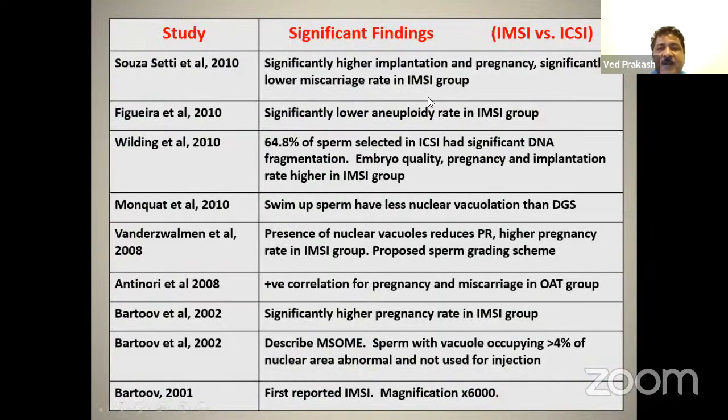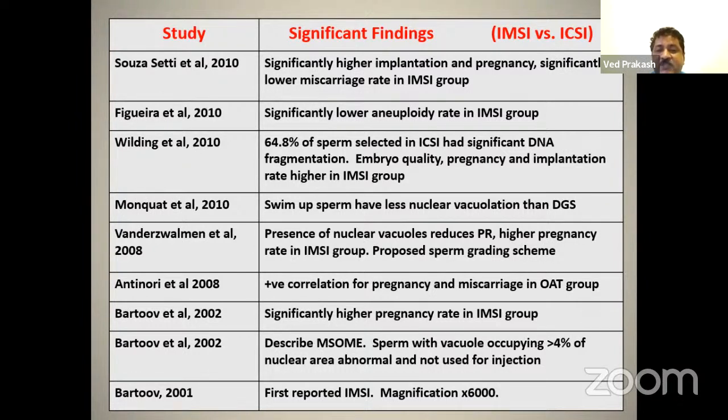So these are the significant findings for IMSI versus ICSI. You can see significantly higher implantation and pregnancy rates, and a significantly lower miscarriage rate in the IMSI group. In 2010, again, Fergary et al. showed a significantly lower aneuploidy rate in the IMSI group. And again in 2010, 64.8% of sperm selected in ICSI had significant DNA fragmentation; embryo quality, pregnancy and implantation rate were higher in the IMSI group.